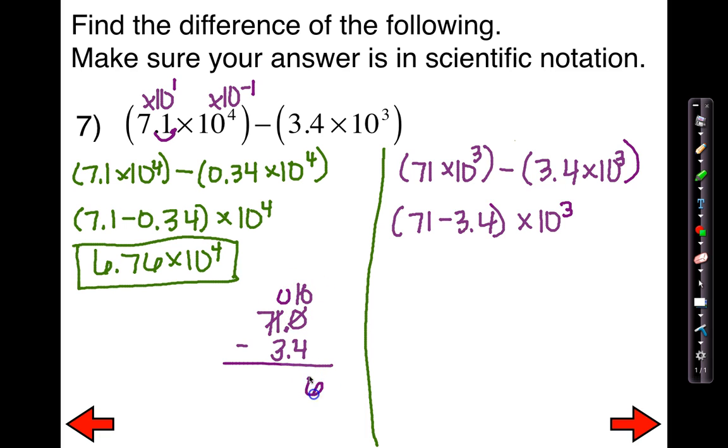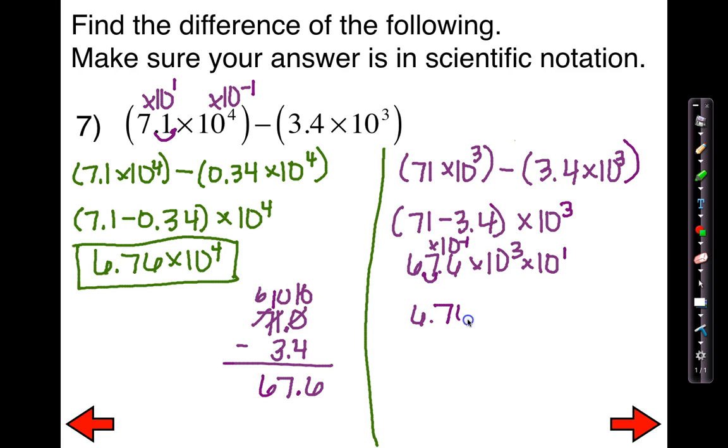10 minus 4 is 6. You're going to have to borrow once more. 10 minus 3 is 7. 6 minus nothing is 6. So in this case, I have 67.6 times 10 cubed. Now I'm not done because this coefficient is too large, so I'm going to have to adjust it. And in order to do that, I'm going to have to multiply by 10 to the negative first. And here I'm going to have to multiply by 10 to the positive 1 to balance things out, leaving me with 6.76 times 10 to the fourth.